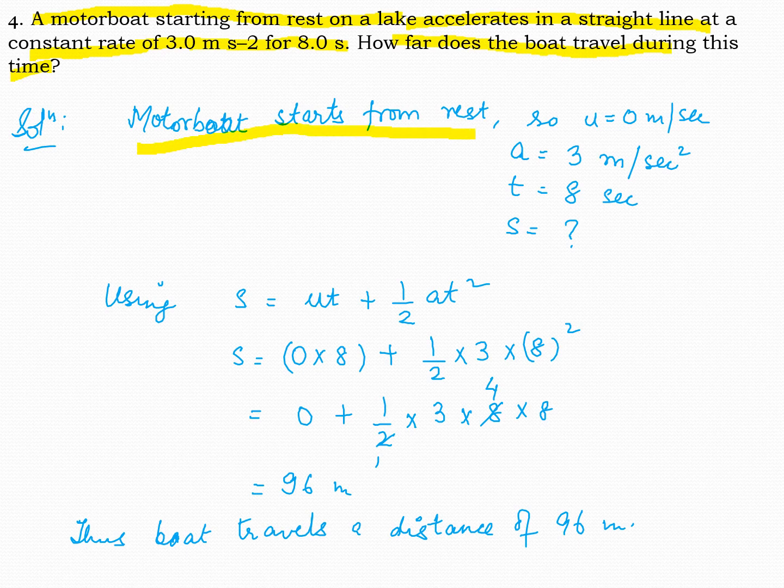The motorboat starts from rest, so initial velocity is 0 meter per second. Acceleration is given as 3 meter per second square. Time is 8 seconds. And they are asking how far, so you have to find the distance. Using the formula, S is equal to ut plus half at square, putting the values, we'll get the distance as 96 meter.